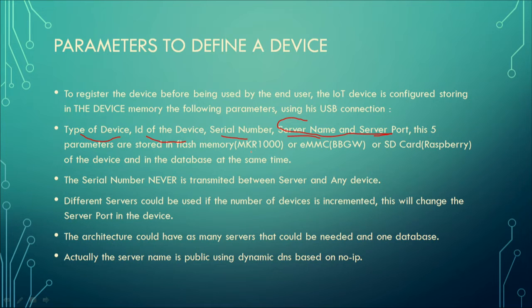Three types of devices are happening here. We are going to have the MKR 1000, which, as we see later, will use flash memory, or eMMC with BeagleBone, or SD card with Raspberry Pi. The serial number, by definition, is never sent through the network, in order to have more security. We will see later how this is going to happen. For different servers, the only thing you have to do is change the port, and we will have another server for other devices that are going to be connected.